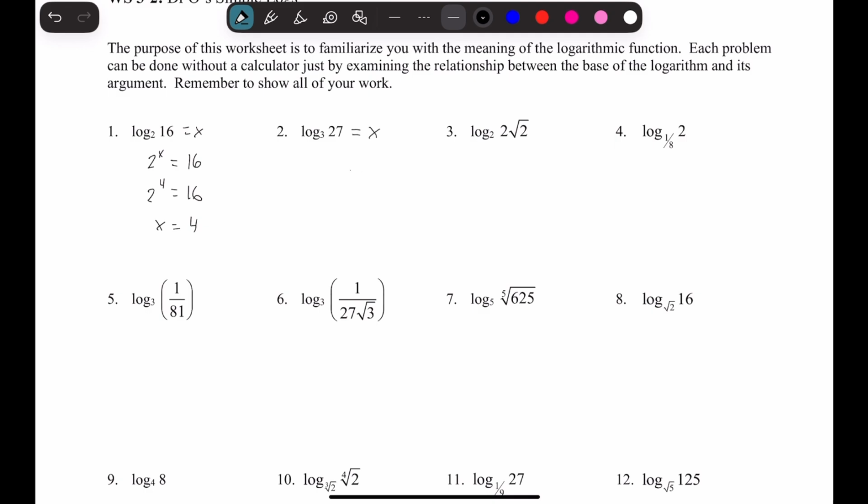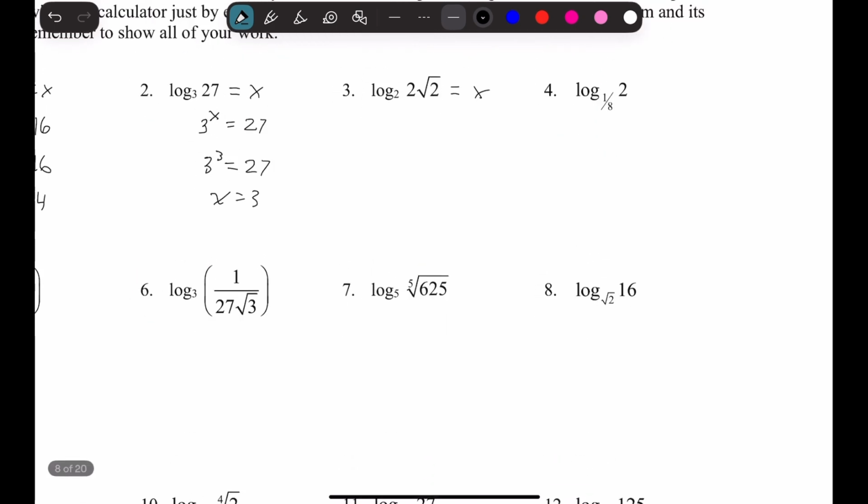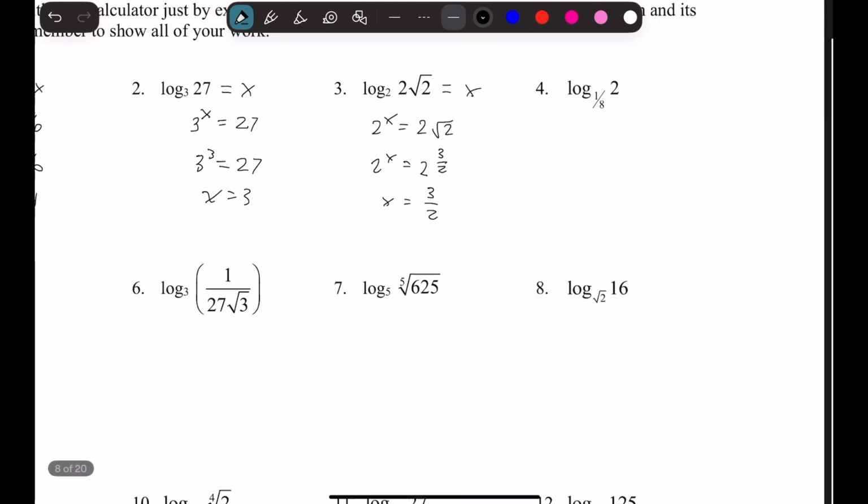Here you set it equal to x again, and then you have 3 to the power of x is equal to 27. So x is just going to equal 3, because 3 to the power of 3 is equal to 27. So let's move on to the next part. Here, 2 to the power of x is equal to 2 root 2, so 2 to the power of x is equal to 2 to the power of 3/2. So x is just going to equal 3/2.